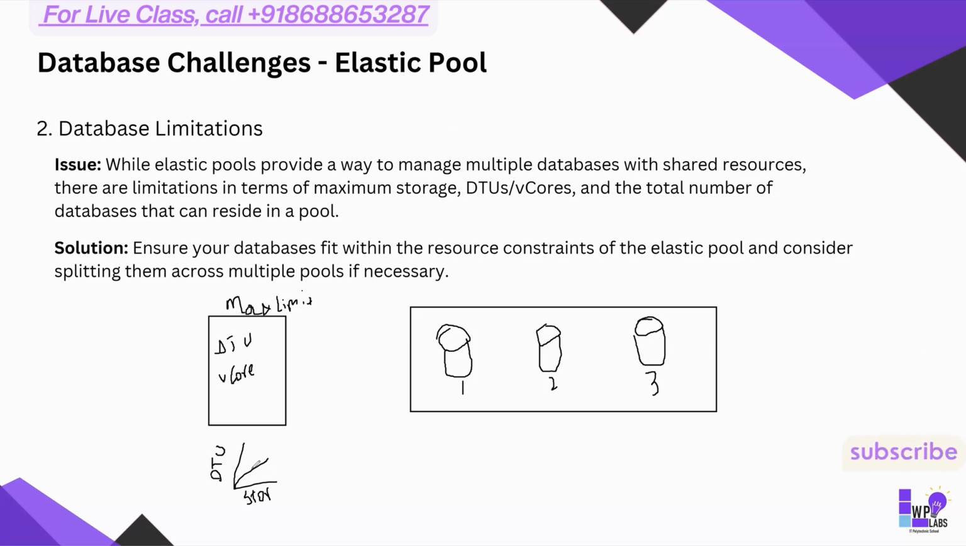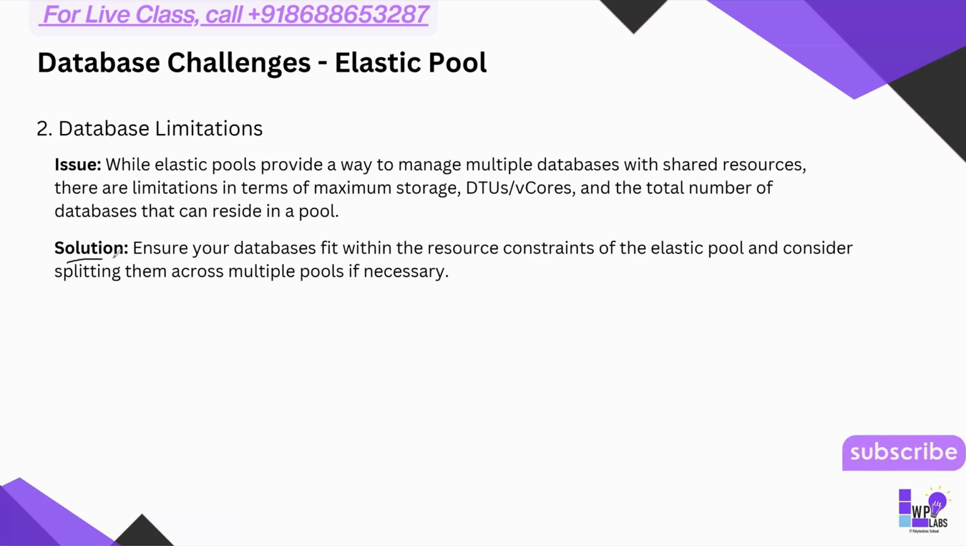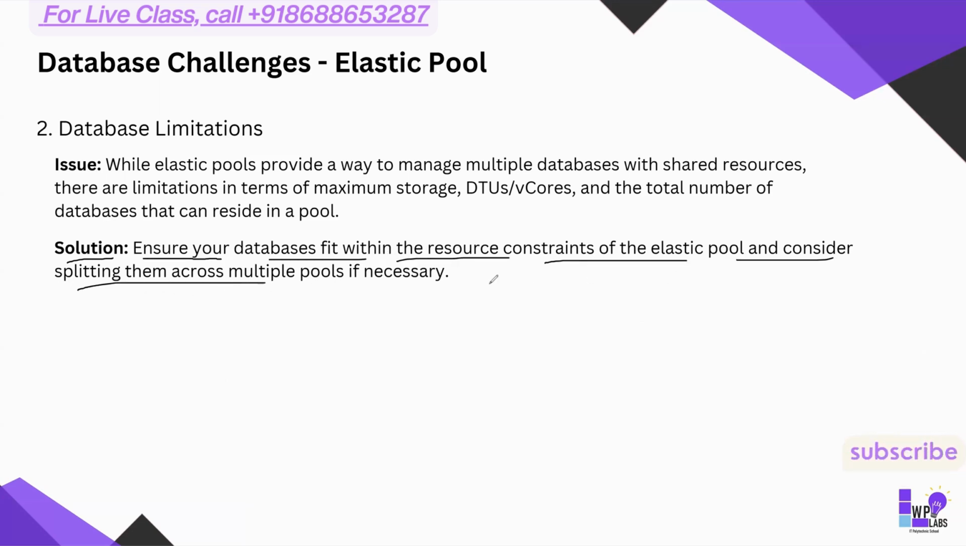As more storage is being added, as the number of databases grows, the bar or the progress indicators keep going closer to the maximum. So it keeps on increasing. As this exceeds the limit, it can slow the performance, and there can be errors, or it can also result in failure, since there will be a heavier workload. So we need to come up with a solution. The solution is to ensure that the databases fit within the resource constraints of the elastic pool, and consider splitting them across multiple pools if necessary.